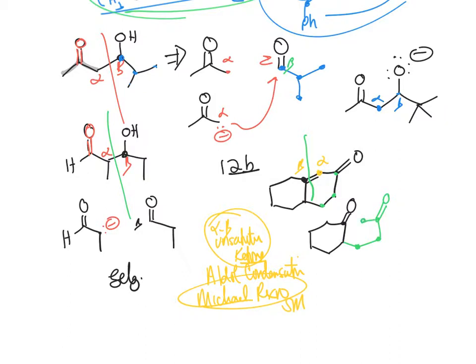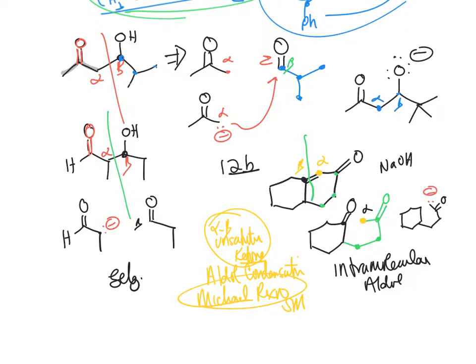So this would be alpha. You see that's an alpha? So this is an intramolecular aldol reaction. So when you add sodium hydroxide, the alpha becomes your enolate, and your beta is your carbonyl. And so this can come here, and you get the hydroxy, and then with heat, you get that.